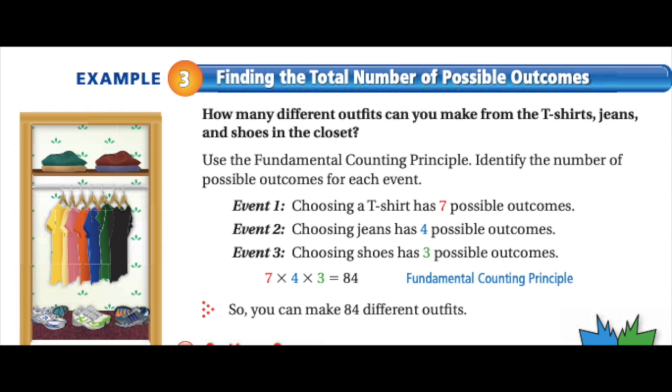All right, moving on to the next example. We want to know how many different outfits the person can make. They have some t-shirts, some jeans, and some shoes. Looking in the closet, you can see that they have 4 different pairs of jeans, 7 different t-shirts, and then 3 different possible shoes. When we use that fundamental counting principle, we have just 7 times 4 times 3, which leads us to that final answer of 84 different outfits.